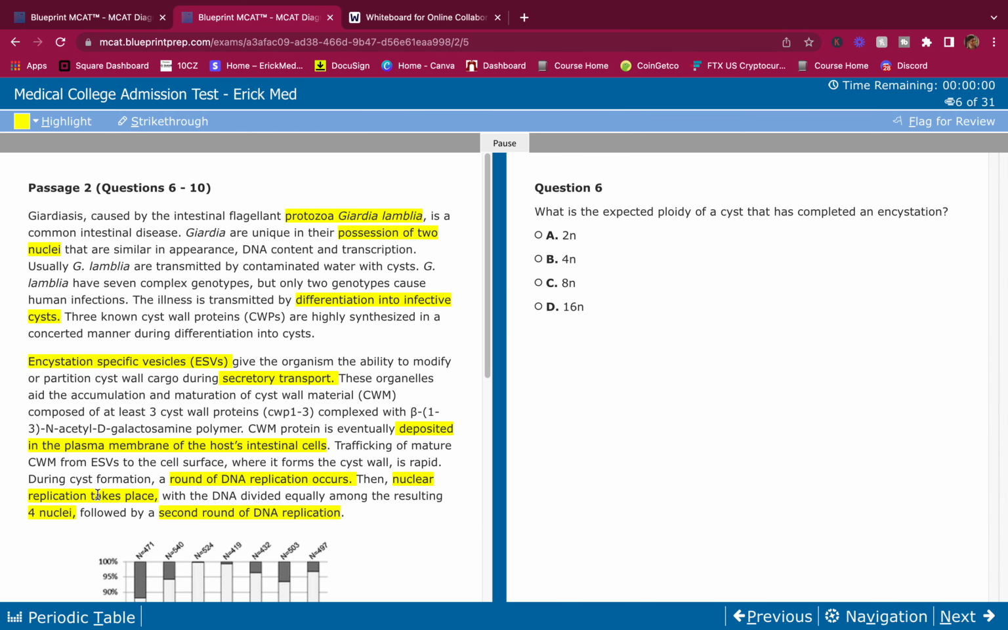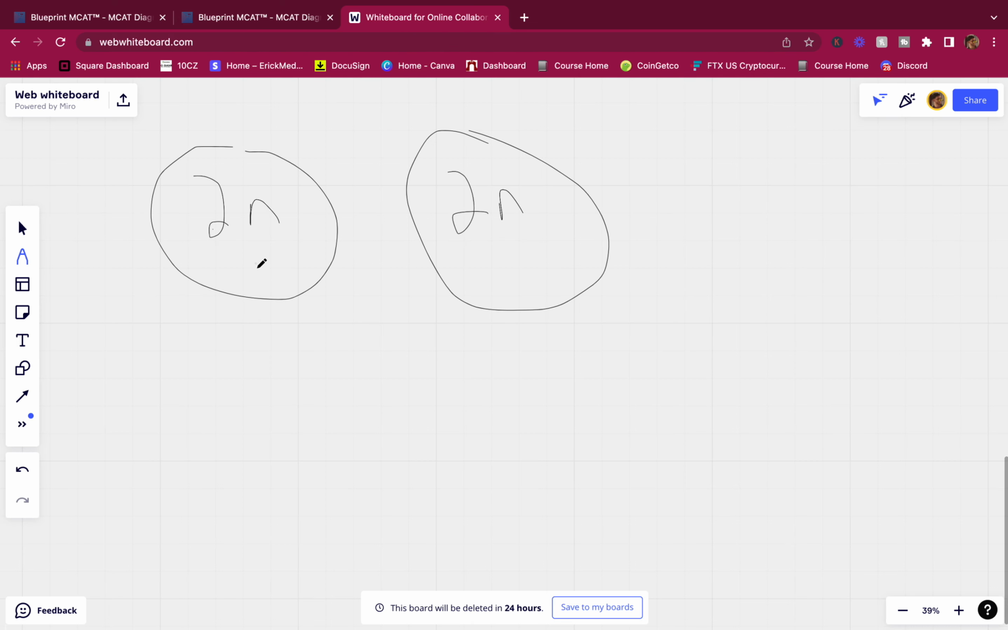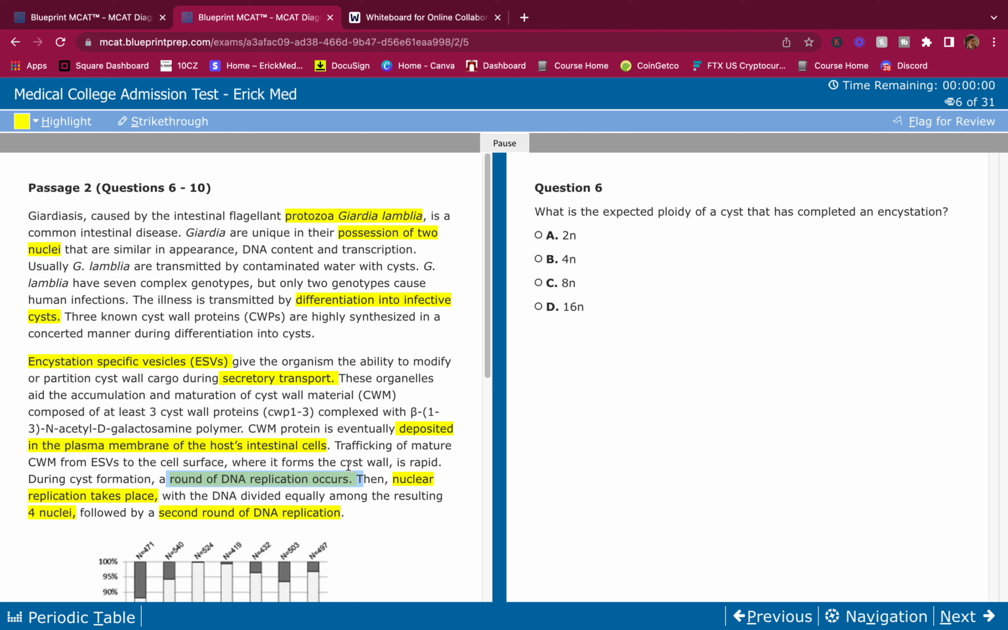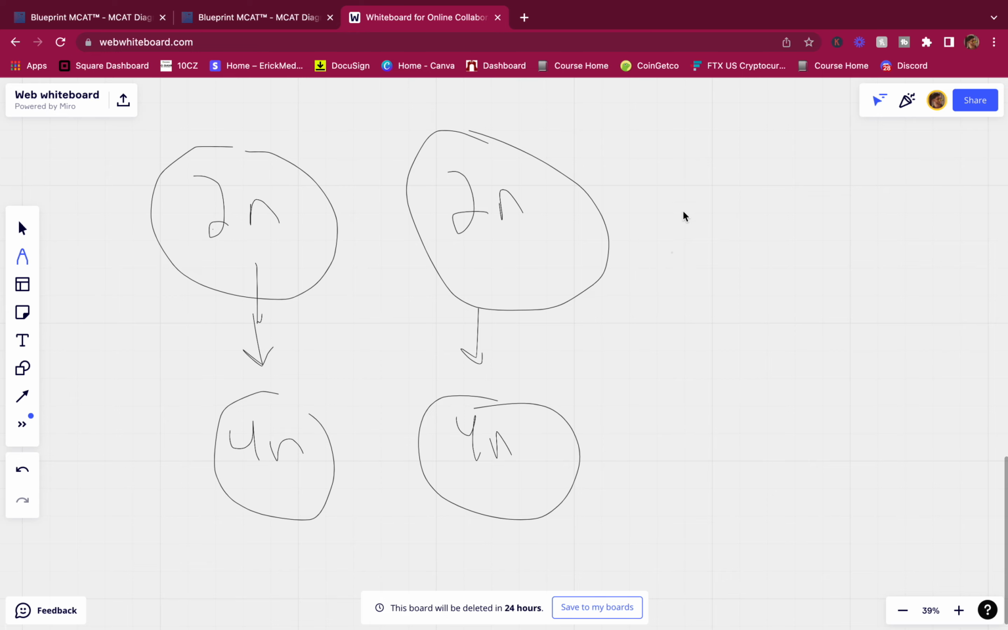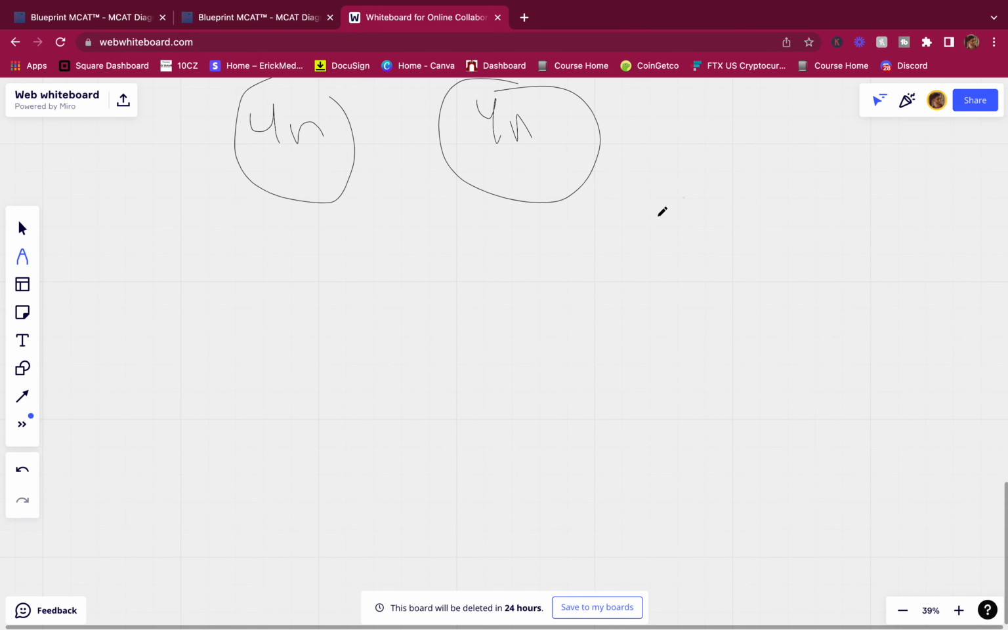So what happens? A round of DNA replication occurs. If we have a round of DNA replication, this is going to become 4N. We replicated the DNA. Then what happens? Then nuclear replication takes place with the DNA divided equally among the resulting 4 nuclei. So we have the nuclear replication.